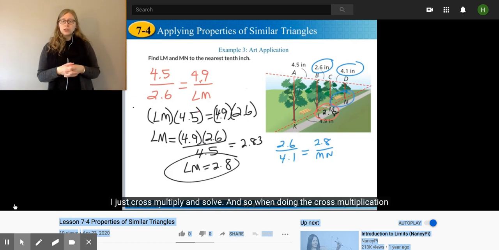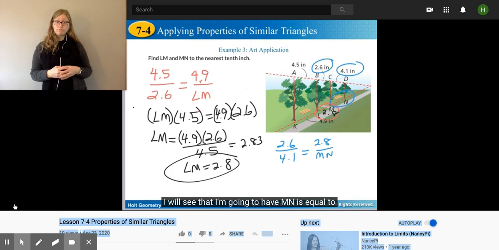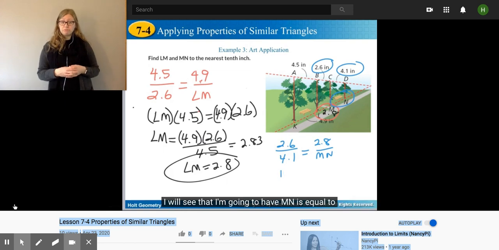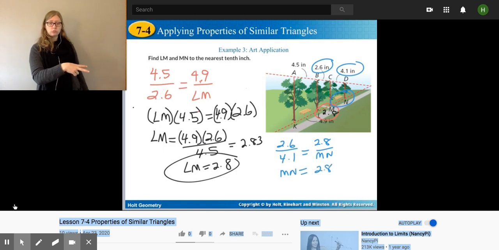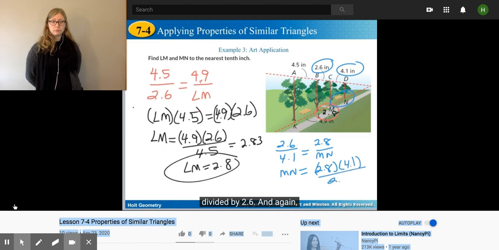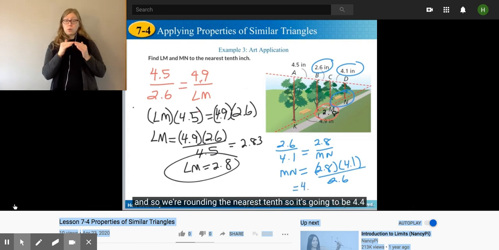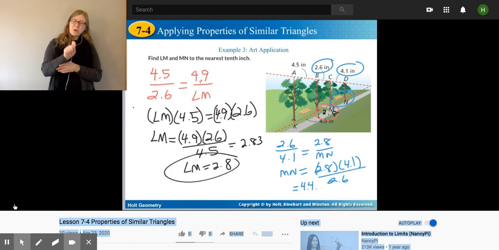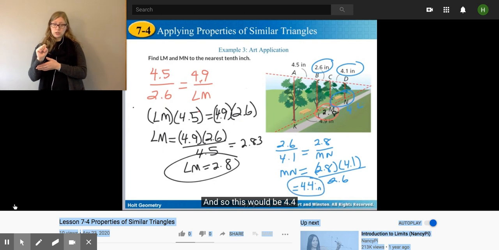And so again, I just cross multiply and solve. And so doing the cross multiplication, I will see that I'm going to have MN is equal to 2.8 times 4.1 divided by 2.6. And again, I'm going to round to the nearest tenth. And this works out to be, MN is going to be 4.41. And so we're rounding to the nearest tenth, so it's going to be 4.4 inches. And so this would be 4.4.